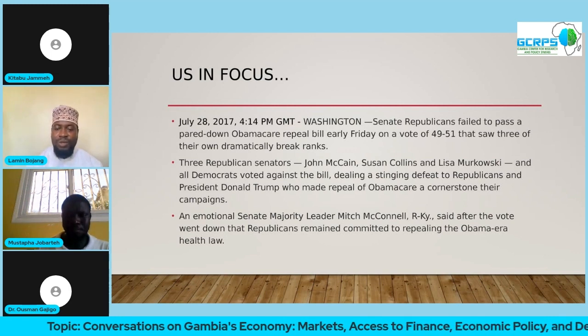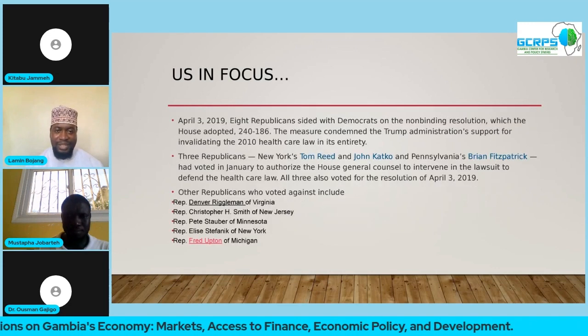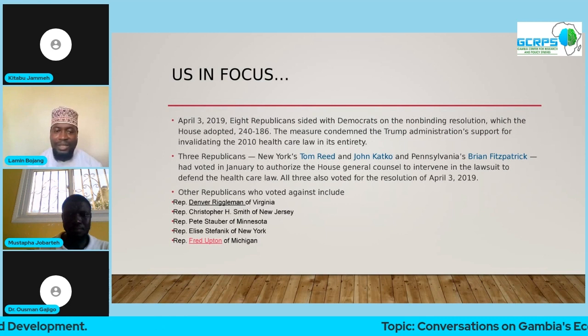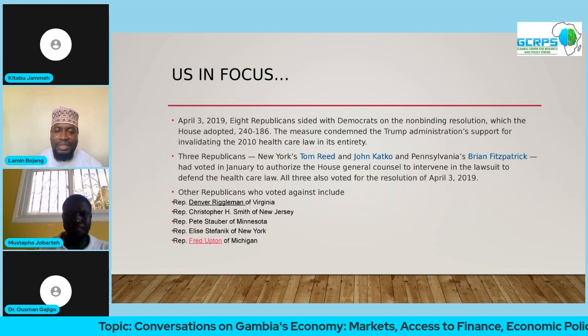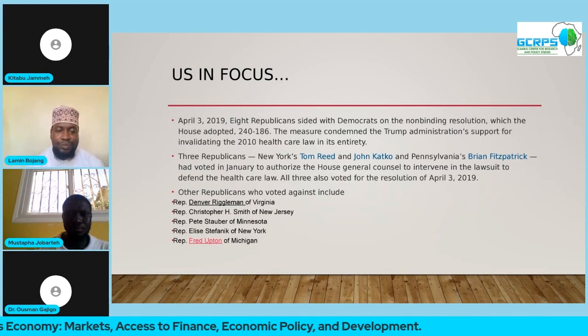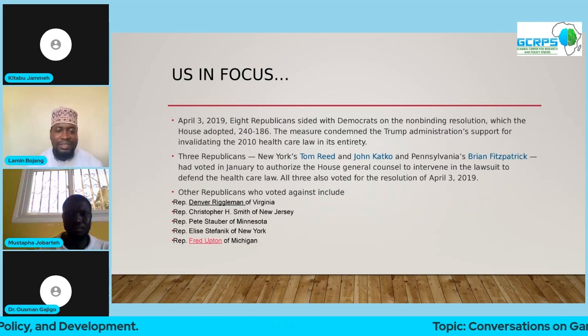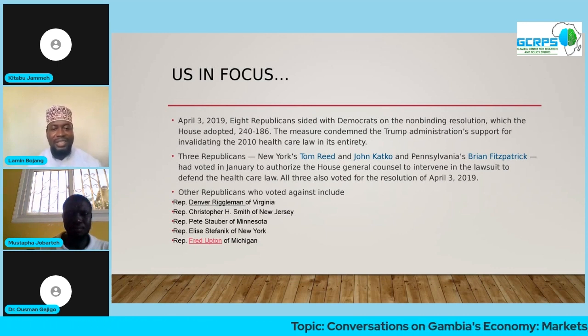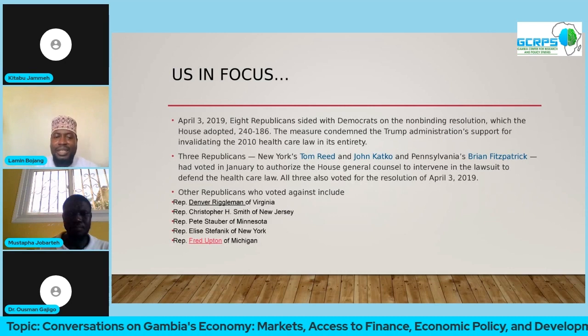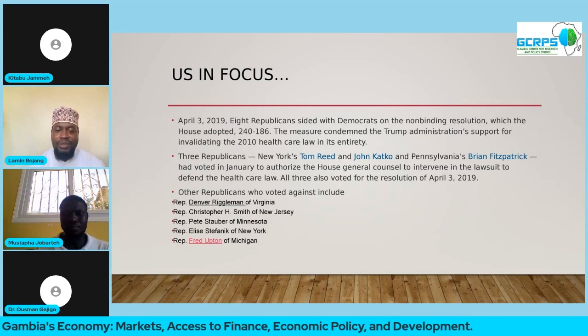If you also look at the other side, the House of Representatives, there were various congressmen who also joined in blocking the repeal of Obamacare. You have various congressmen, one of them like Christopher Smith of New Jersey and others. They also fought very hard to keep the Affordable Care Act, even though they are Republicans.